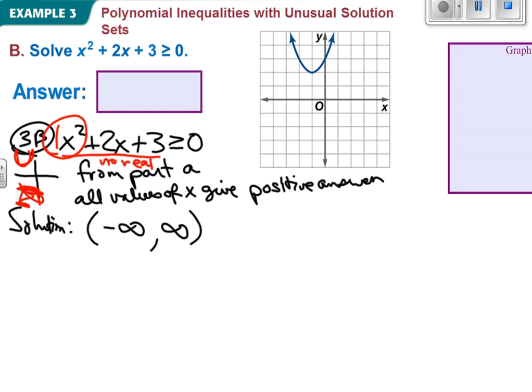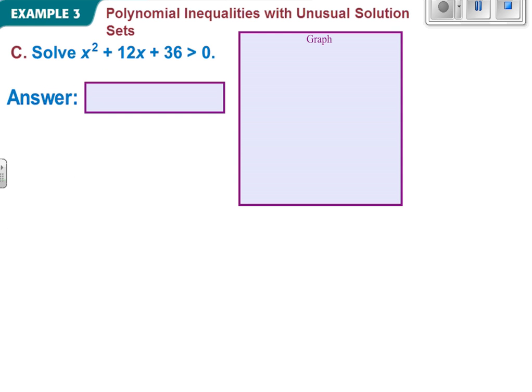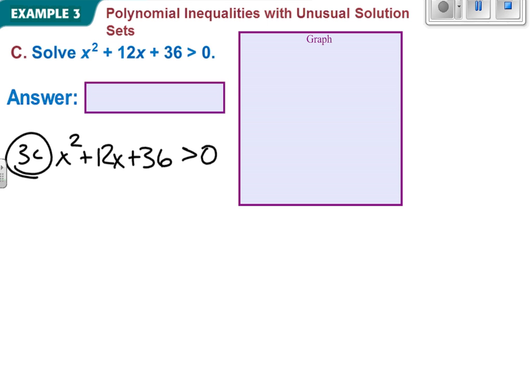So we kind of have to use our tools from previous work. Other things that can happen here are maybe instead of crossing the axis, it touches the axis, right? And so that's our next special case as we go through this. So here's another problem. 3c, this is a new rule, x squared plus 12x plus 36 is greater than 0. And we'll approach this one just like yesterday and so far today.